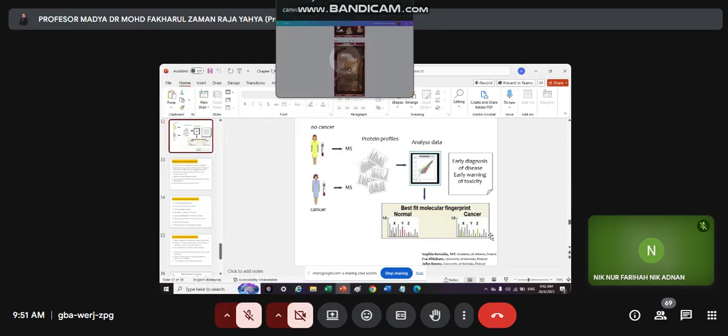different patterns between normal and cancer samples. So the analysis provided by MS is very specific and sensitive. So that's why it is considered as a gold standard in disease diagnosis. However, the cost is very high compared to ELISA and other small kit method.